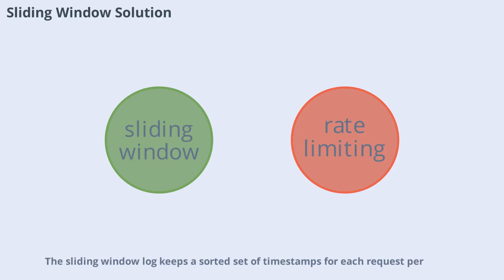The sliding window log keeps a sorted set of timestamps for each request per key and counts how many fall within the last 60 seconds on every new request. The sliding window counter is a lighter approximation that weights the previous window's count by the fraction of time elapsed in the current window. Both approaches solve the boundary burst problem, unlike the fixed window counter. Understanding these algorithms is essential for designing production-ready rate limiters.